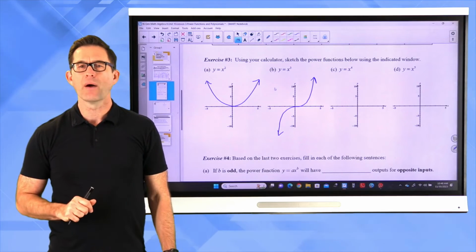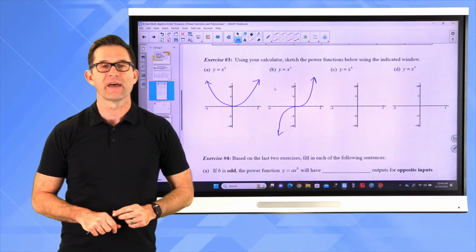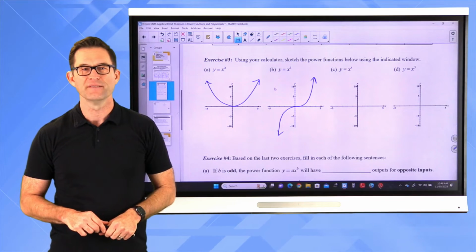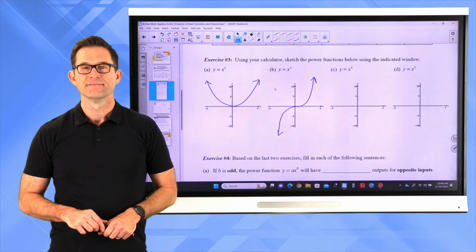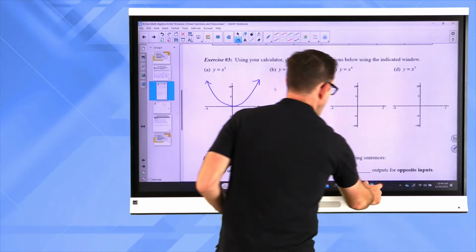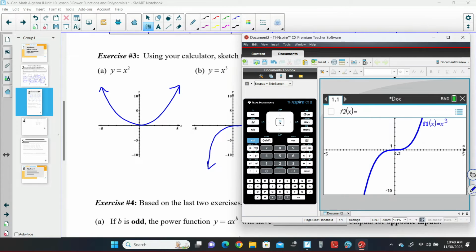Pause the video now, and go ahead and get sketches of y equals x to the 4th and y equals x to the 5th. Take a moment to do that. All right, let's quickly take a look at them. Again, I'm just going to go into Menu, Graph Edit, Function, go up, and change that to a 4th.